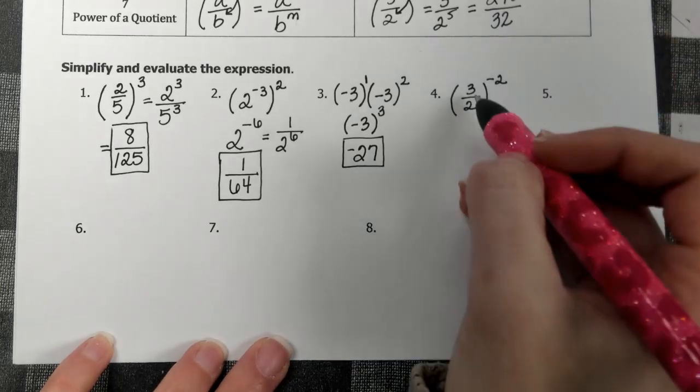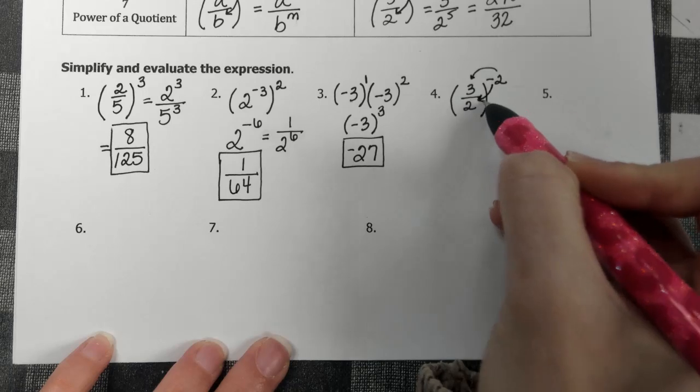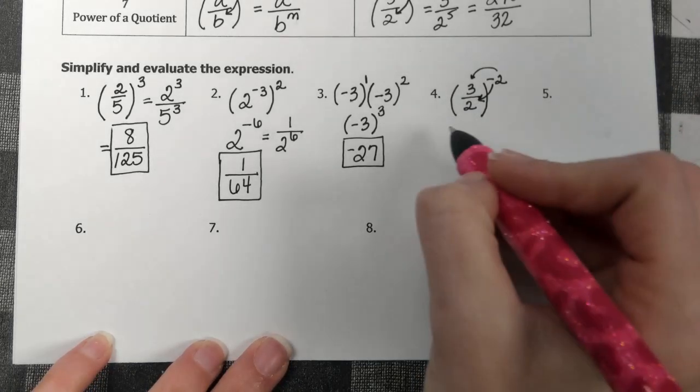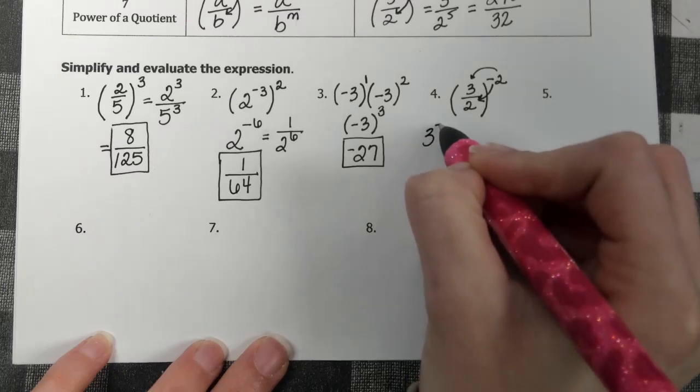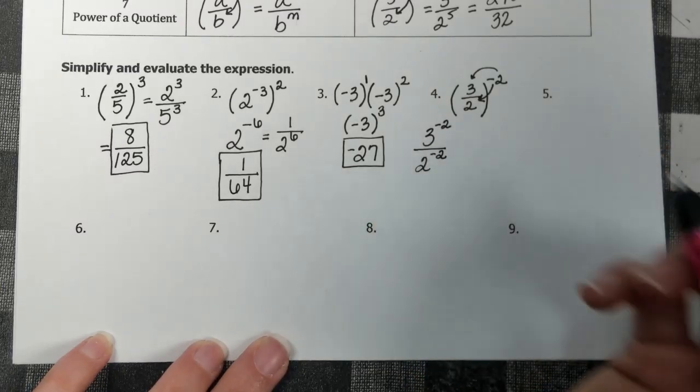So if I have anything raised to an outer exponent, you can distribute that first and then do your switching. So this is going to tell me I have 3 to the negative 2 power over 2 to the negative 2 power.